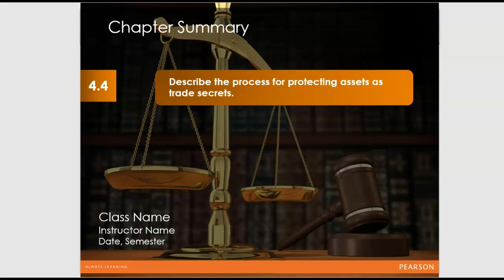So those are the main chapters for IP in this course: copyright, trademarks, patents, and trade secrets. Moving on, we'll be looking at other issues in internet law, cyber law, and technology.